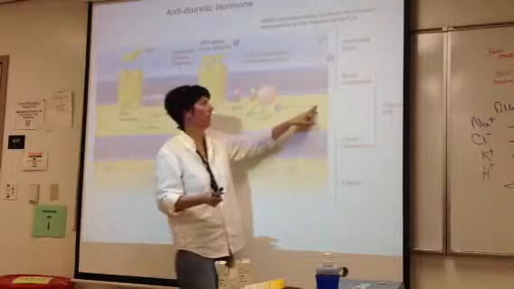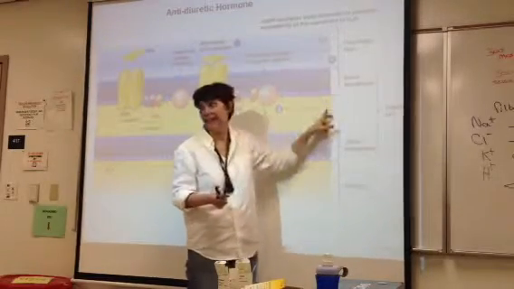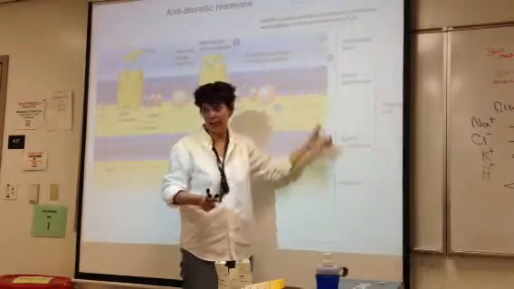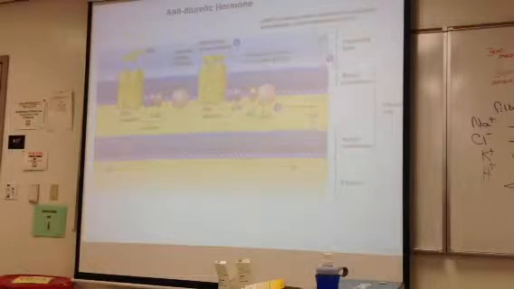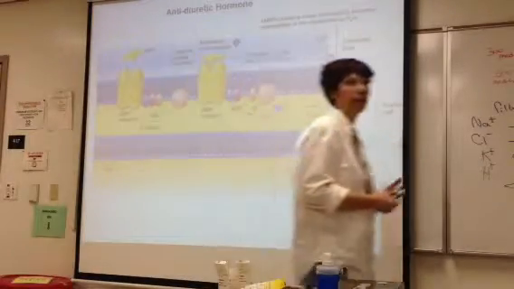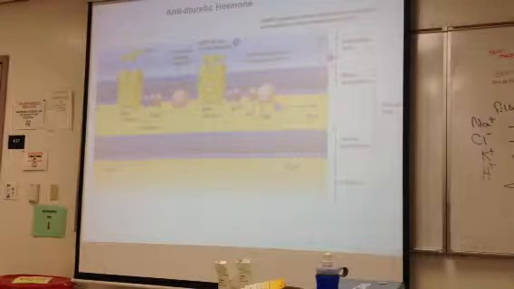Now this is not quite correct. It just shows the water passing through the phospholipids. It actually requires a water channel, and that's what the aquaporin is. Now, what's going to happen to urine output if we have those aquaporins inserted?